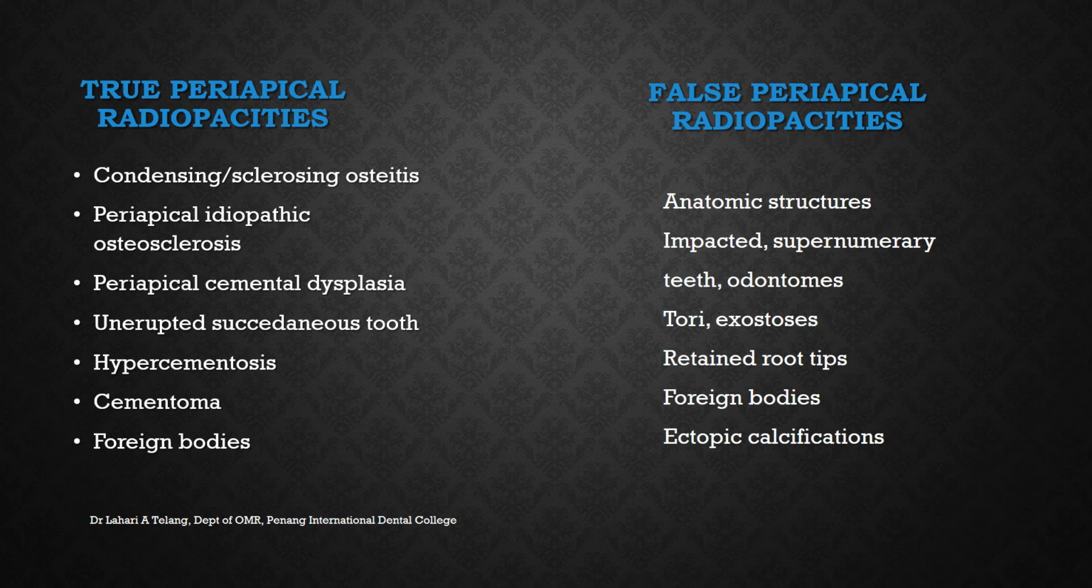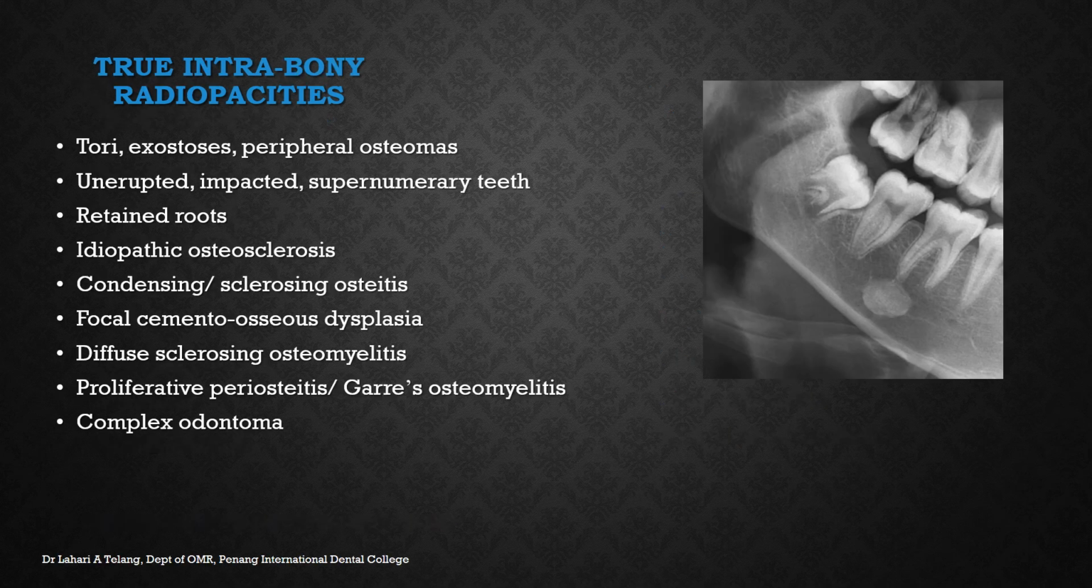True periapical radiopacities are like condensing or sclerosing osteitis, cemental dysplasia, hypercementosis, whereas false ones are anatomical structures or supernumerary teeth which are superimposing over the existing periapical region. True intrabony radiopacities are like tori, exostosis, or idiopathic osteosclerosis, for example, in this case, which is not necessarily contacting the tooth and is slightly separated from the apex, though it appears in the periapical region, and that is an idiopathic osteosclerosis.